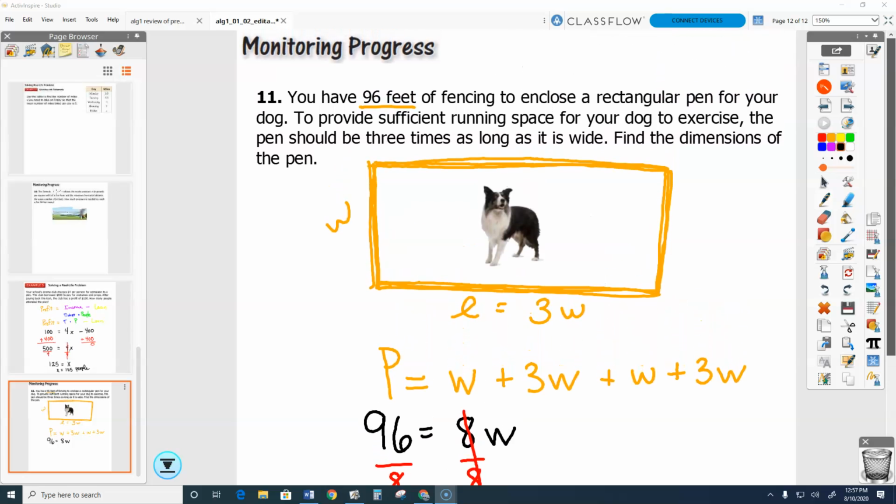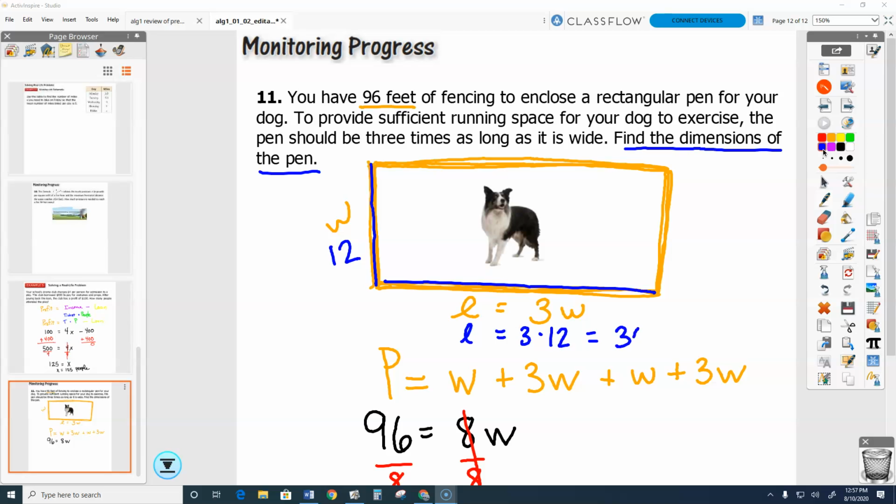Now, before I think I'm finished, because I did solve for W, I should go back and read the problem again. Make sure I actually answered the question. The question says to find the dimensions of the pen. Well, the only thing I found was W. I found this much, and we said that W was equal to 12. But I still need to find this much here. And it told us that the length is going to be 3 times the width. So my length is going to be 3 times the 12, which of course is equal to 36.